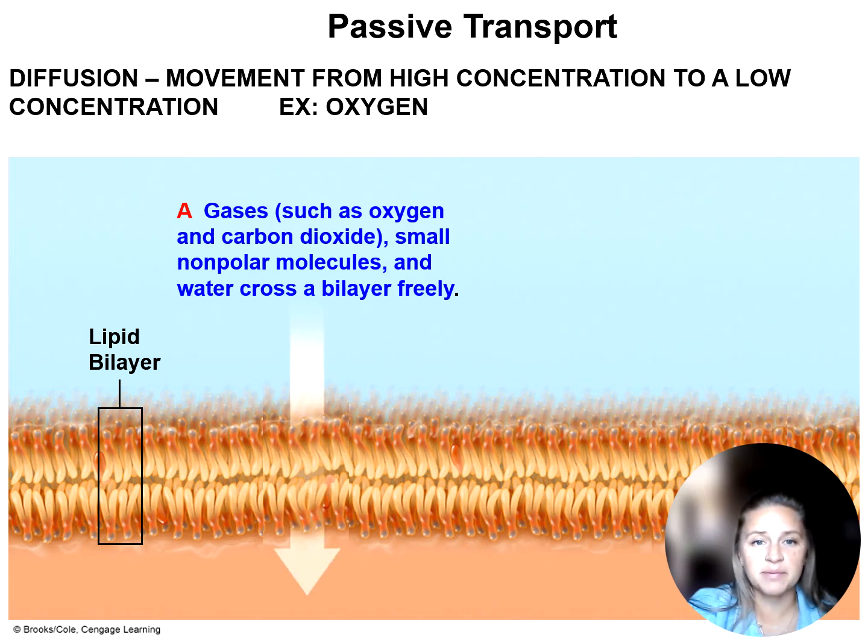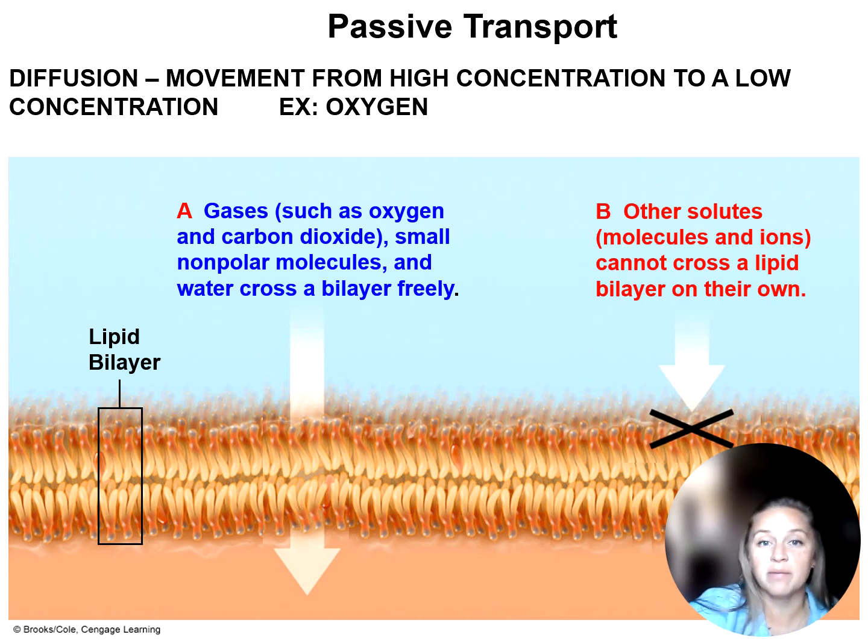So here's the lipid bilayer. Gases such as oxygen and carbon dioxide and other small non-polar molecules can freely cross this lipid bilayer, again, from areas of high concentration to low concentration. But other solutes, which are other particles that are dissolved, cannot cross the lipid bilayer on their own, so they need some help.